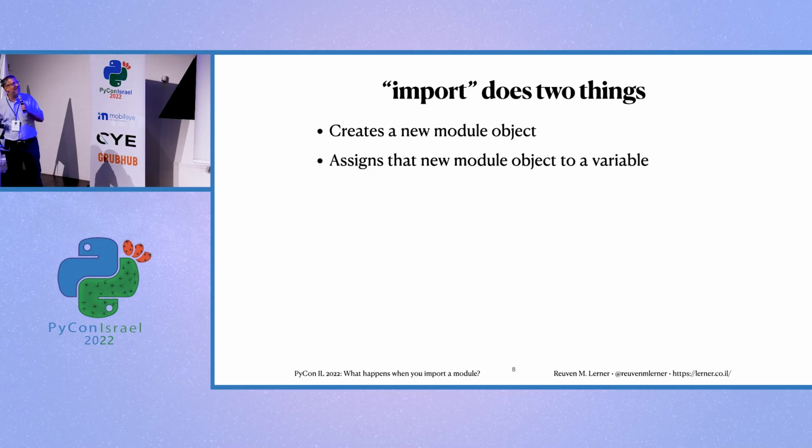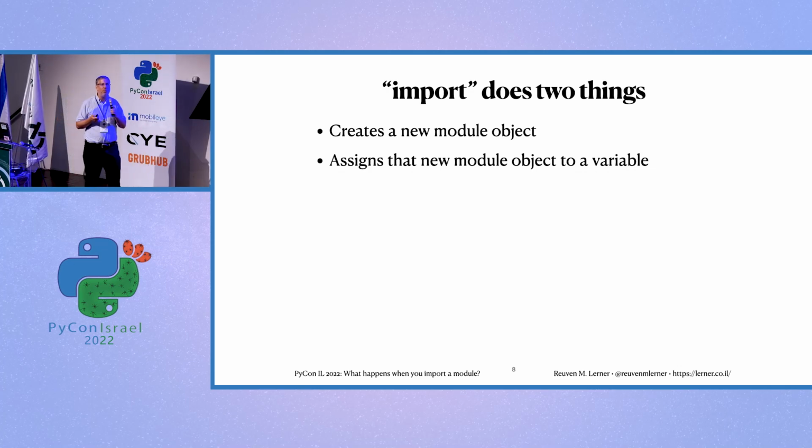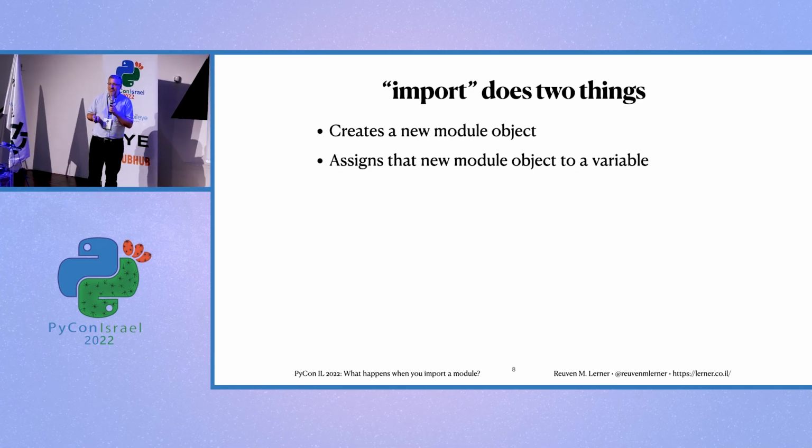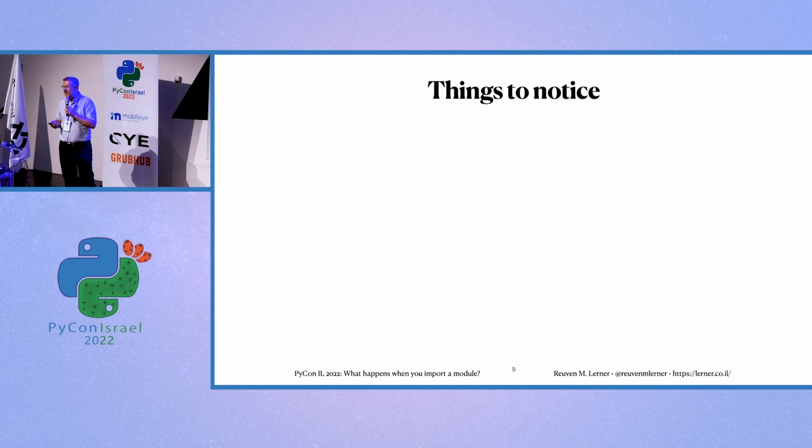It then assigns that module object to a variable. And if this sounds familiar, it should. This is what happens when we define a function. What does def do? Def creates a function object and assigns it to a variable. What does class do? Class creates a type object, a class object, and assigns it to a variable. So really, import is very similar to def and very similar to class in that sense. So some things to notice when we use import.